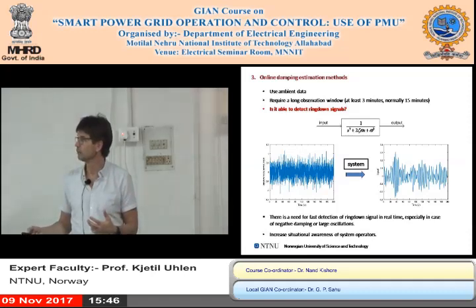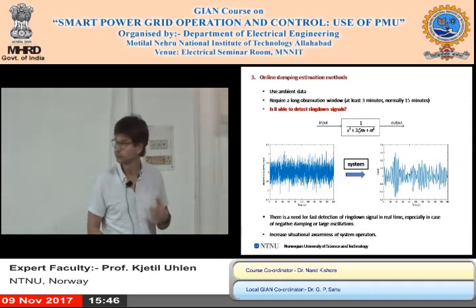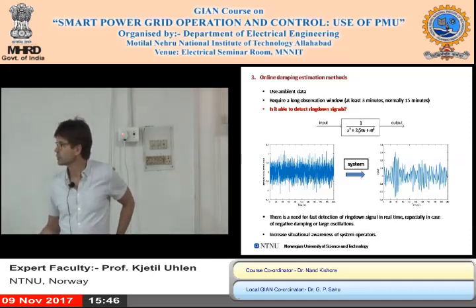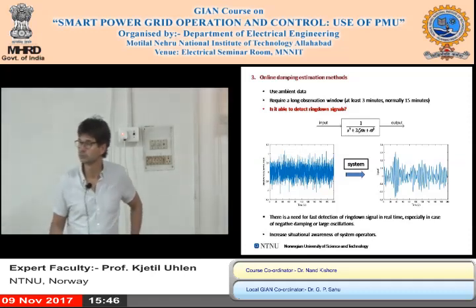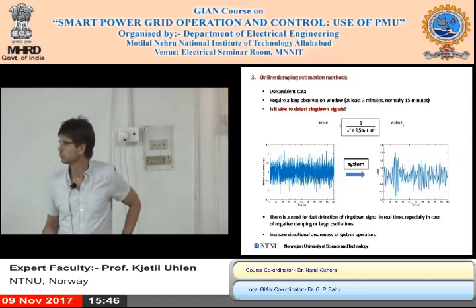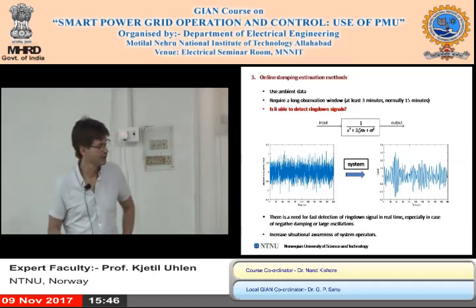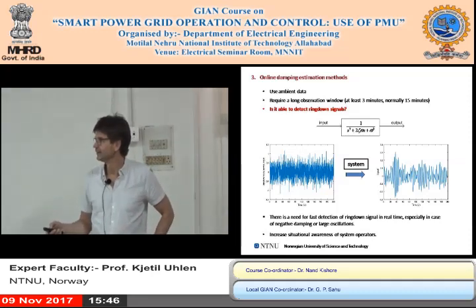This is like an example of measurements from basically a normal operation. It's 4,000 seconds. How many minutes is that? There's a few minutes.